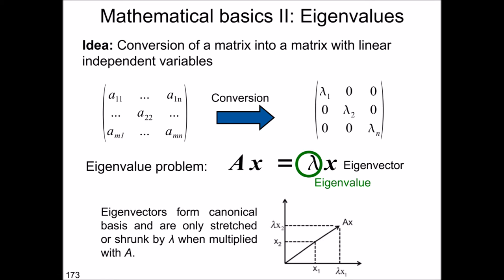So the eigenvalue problem can also be written as a linear function where we multiply the eigenvector with the eigenvalue, and this vector is only stretched or shrunk. And this matrix of eigenvalues is called the canonical form, and that's what you encounter as a term in many of the methods, for example, canonical correspondence analysis, canonical correlation, and so on.